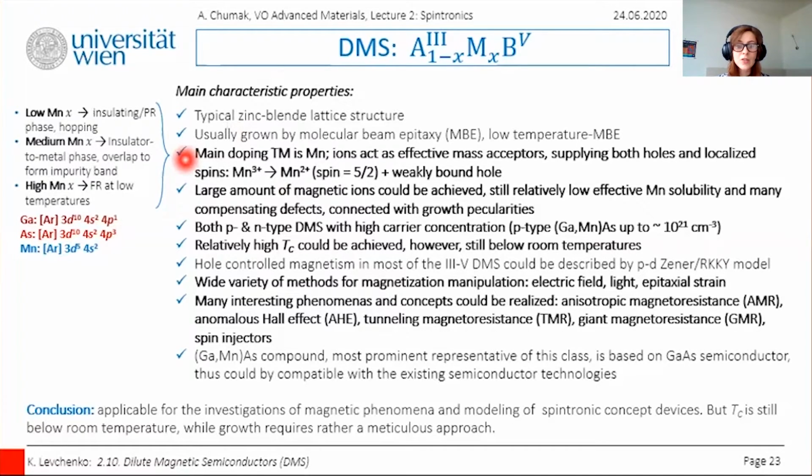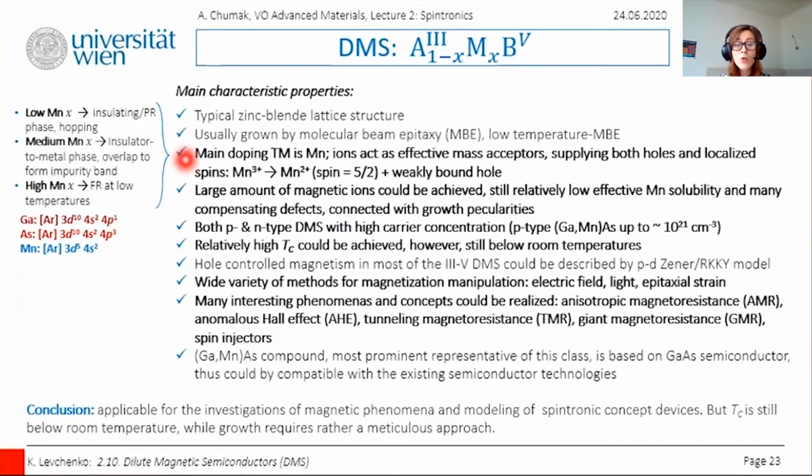Despite, as it was mentioned, the quite low solubility of manganese, still 20% is not a high value, but the achieved Curie temperatures are quite high, and maybe a new breakthrough will come, so we will make a jump up another 100 kelvins to achieve the room temperature. Both P and N-type dilute magnetic semiconductors could be created. The highest carrier concentration, though, was observed for the P-type gallium manganese arsenide, up to 10^21.